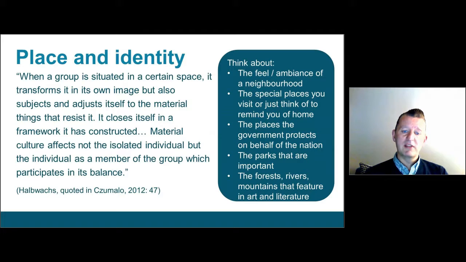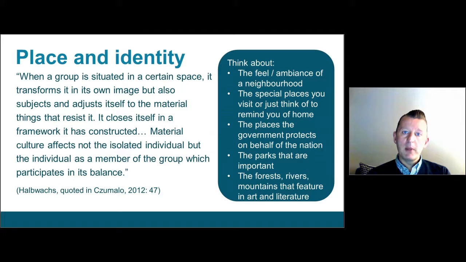Material culture affects not the isolated individual, but the individual as a member of the group which participates in its balance. Which is just to say that people settle in a place. That place is both the result of their action on it, their building, but also of the constraints. So if you live in an earthquake zone, you're unlikely to build very high, or if you do, you may be limited in the forms of architecture you can use. If you settle next to a mountain, then you're going to build a ribbon development around the mountain. You're unlikely to build right up to the top of the mountain.